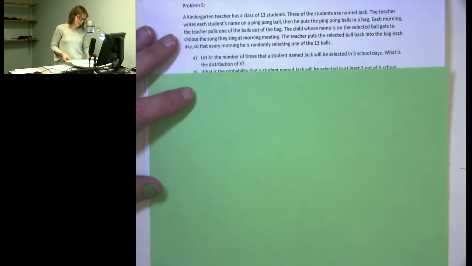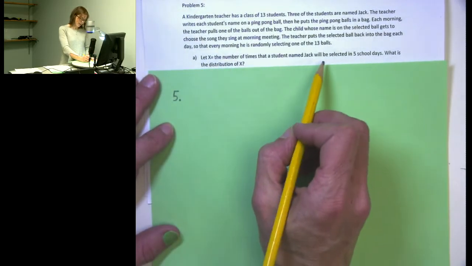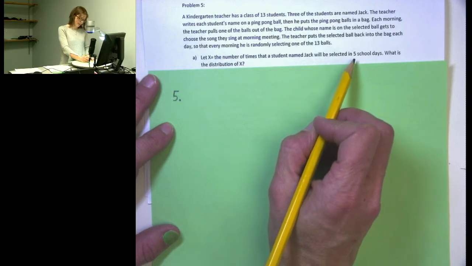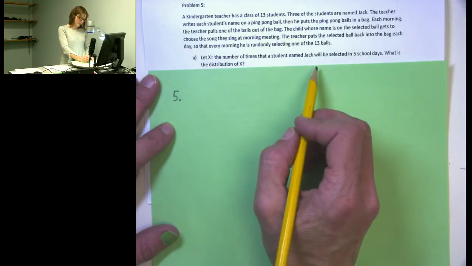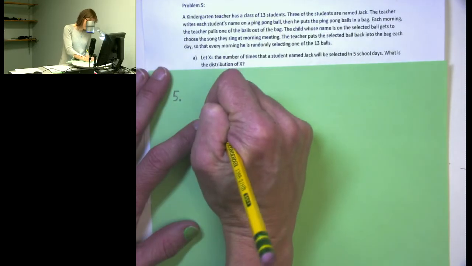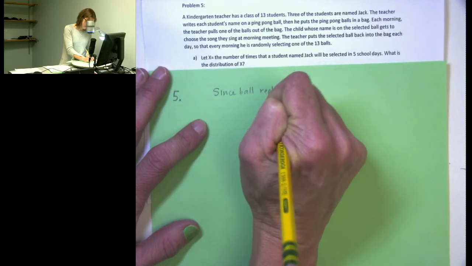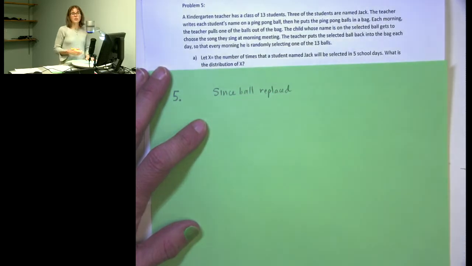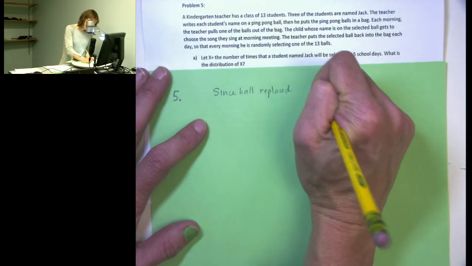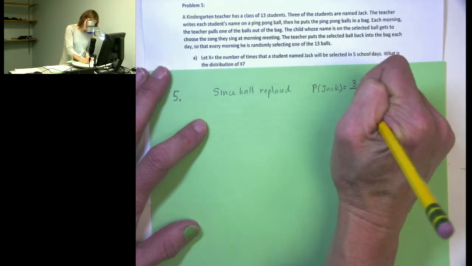So the first question asks, if we let X equal the number of times that a student named Jack is selected in 5 school days, what is the distribution of X? Now, since the ball is replaced, the probability of a Jack being selected is the same every day because all 13 balls are always in there. And the probability of selecting a Jack is 3 out of 13.